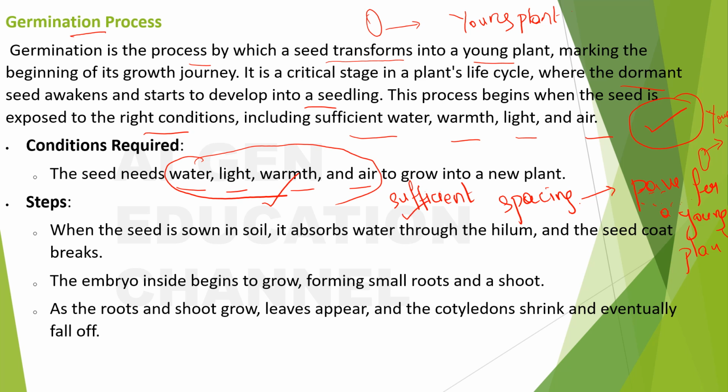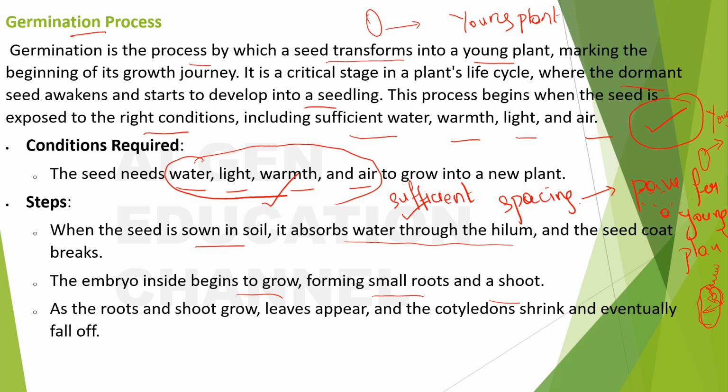Okay, so what are the steps? We will see. When the seed is sown in the soil, it absorbs water through the hilum and the seed coat breaks. The embryo inside begins to grow, forming small roots and a shoot. So the embryo that is inside starts growing. Till now I am dormant, don't think that I will be in that manner every time. It will say that to you all, and it will start growing.